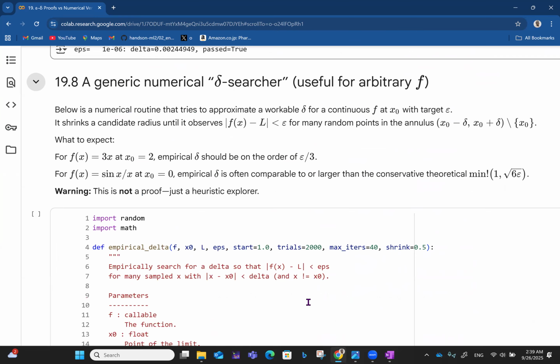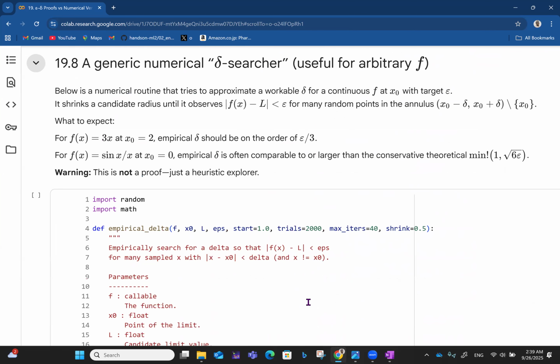So next, we want to do a generic numerical delta searcher, which is useful for arbitrary f. If you have any arbitrary f, we can do a generic numerical delta searcher. Below is a numerical routine that tries to approximate a workable delta for a continuous function f at x naught with target epsilon. It shrinks a candidate radius until it observes absolute value of f of x minus L less than epsilon for many random points in the annulus x naught minus delta, comma, x naught plus delta, take away x naught, right? Because I think we said it was a perforated neighborhood or something like that.